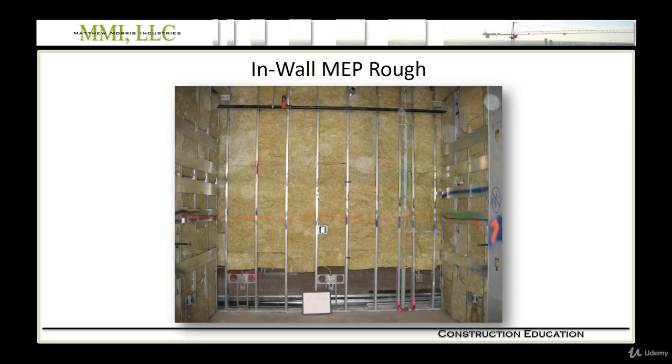So in this photo, we're really close to installing drywall. We have our MEP systems in the wall, and in this case our partition required insulation. So our insulation's in place, now we're ready for drywall.